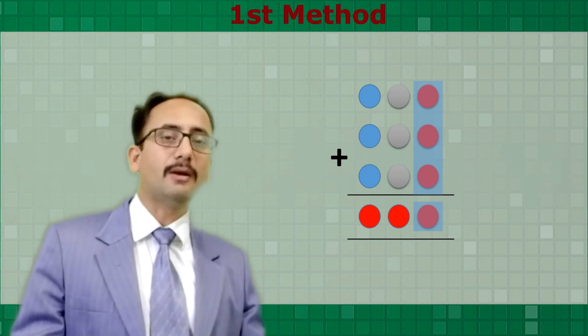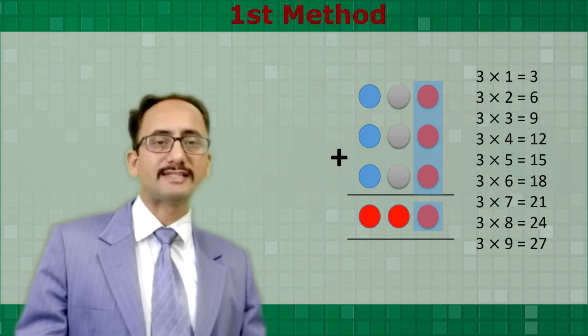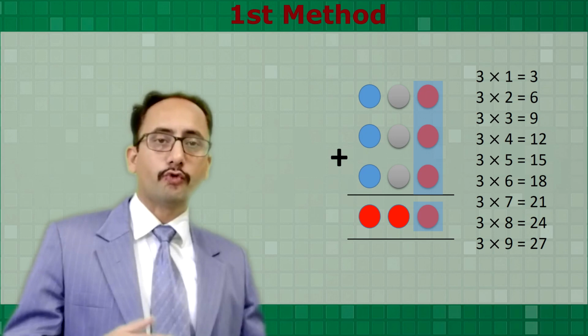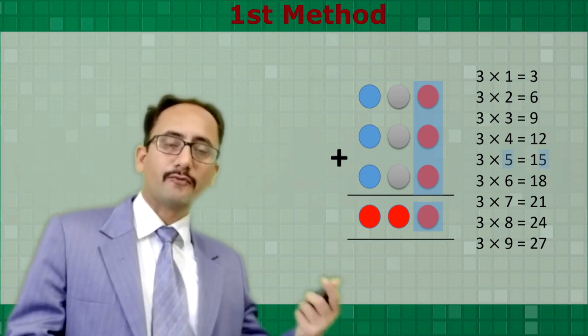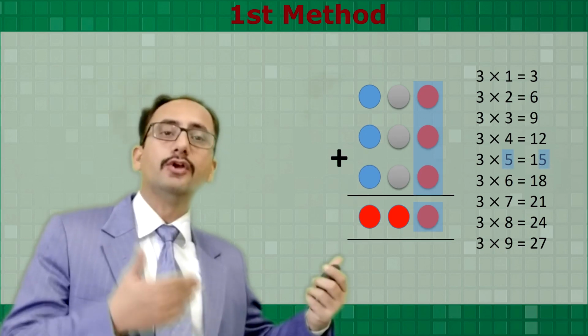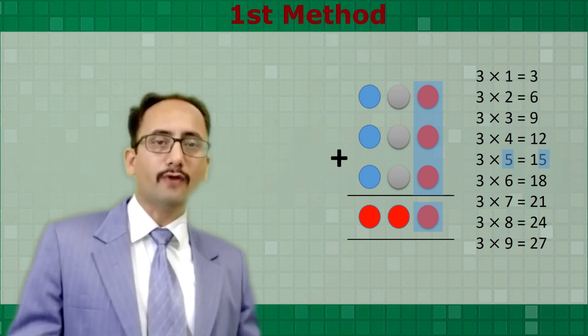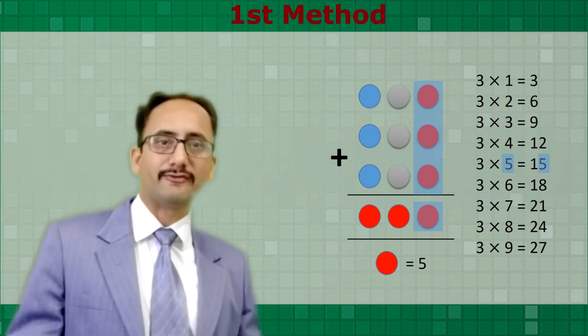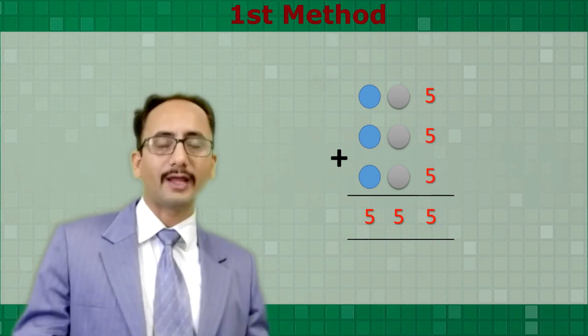Now let's see the multiples of 3. 3 times 1 is 3, 3 times 2 is 6. You will observe that 3 times 5 is 15. So when 3 is multiplied by 5, the resultant has the same digit at the ones place, which is 5, which means the value of the red dot is 5. So instead of the red dot, if I write 5, this is what I will get.